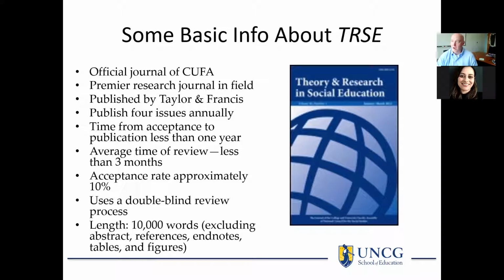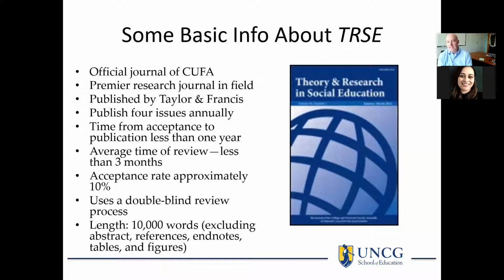And then if your manuscript is accepted, we make every effort to make sure that it gets published in a print version of the journal within 1 year. But what's even better is that we have something called rapid publishing, which a lot of journals have these days. So when something gets accepted, it gets onto the TRSE website within a matter of weeks.